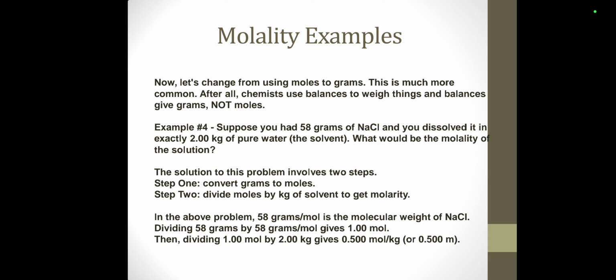Always remember that one because you might get confused, where do we get the 58? The 58 is from adding the atomic mass of sodium and the atomic mass of chlorine. The atomic mass of chlorine is 35, right? And the atomic mass of sodium is 22. If we add 35 and 22, we have 58.